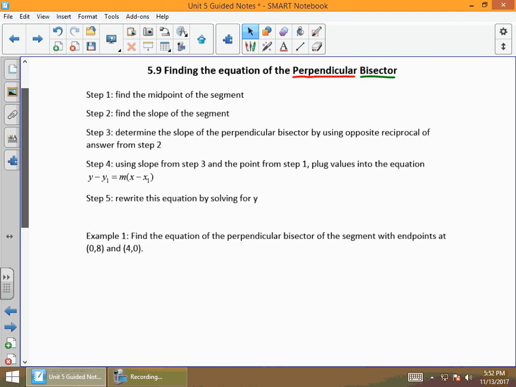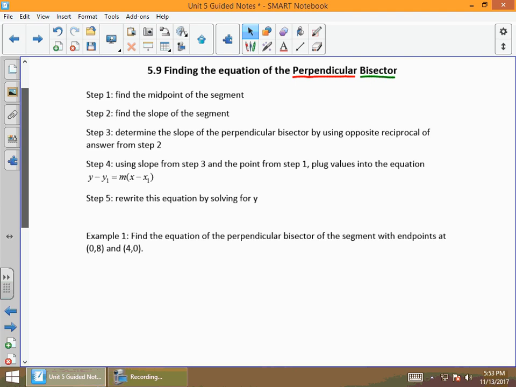The second thing I'll do is find the slope of the segment. The reason why I need the slope is because to write my new equation, I'm going to have to take the opposite reciprocal. And that's what step 3 says. Step 3, determine the slope of the perpendicular bisector by using the opposite reciprocal of the answer from step 2.